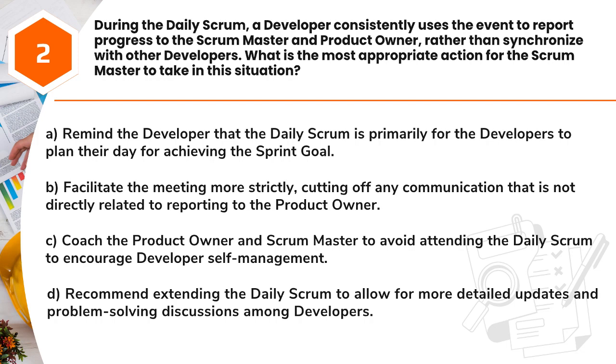A. Remind the developer that the daily scrum is primarily for the developers to plan their day for achieving the sprint goal. B. Facilitate the meeting more strictly, cutting off any communication that is not directly related to reporting to the product owner. C. Coach the product owner and Scrum Master to avoid attending the daily scrum to encourage developer self-management. D. Recommend extending the daily scrum to allow for more detailed updates and problem-solving discussions among developers.